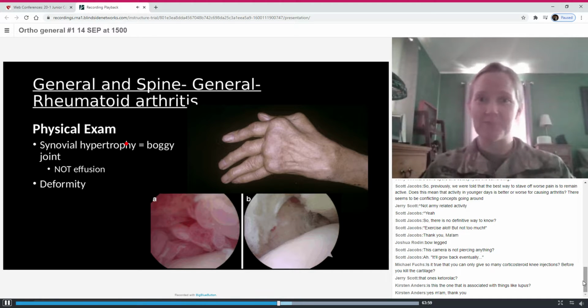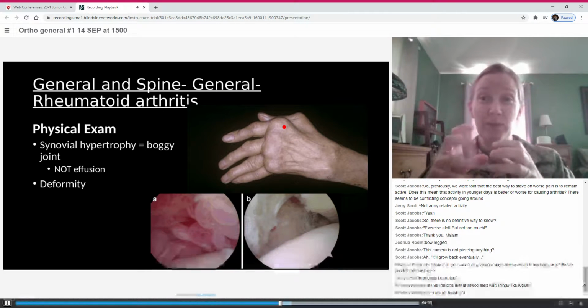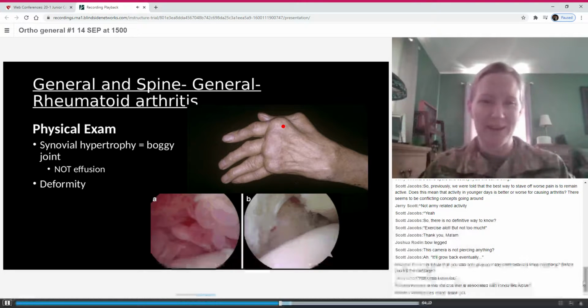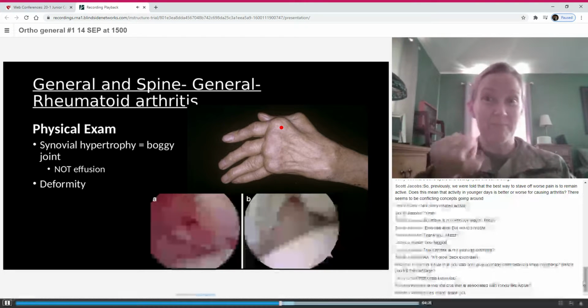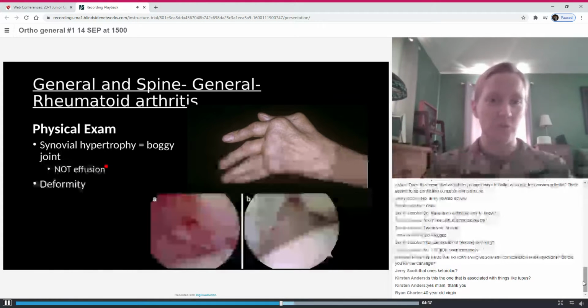Now, this causes a boggy joint, which could be inferred as swelling. So when you look at it, you may say, ooh, that joint is swollen because it's bigger than it should be. But if I touch it, it's not like poking a balloon. It's like poking one of those sand-filled balloons. You guys can think of what I'm trying to convey there. It doesn't poke one side and it squishes out the other. It feels different. So it's not a true effusion, but boggy joint is the word for that.